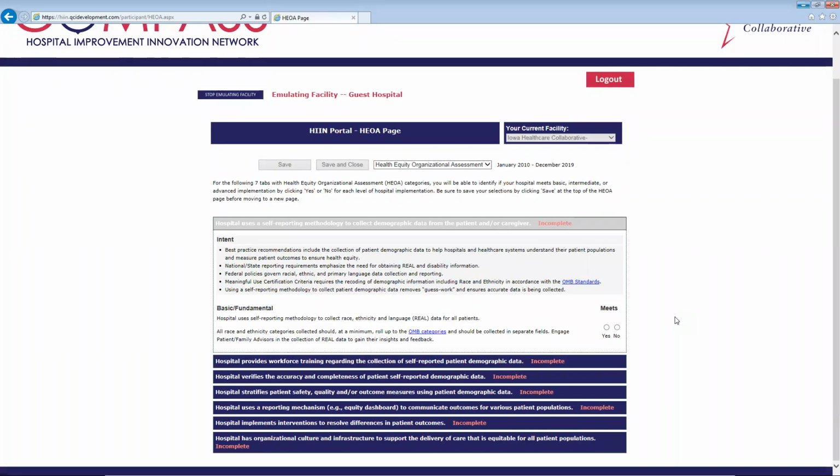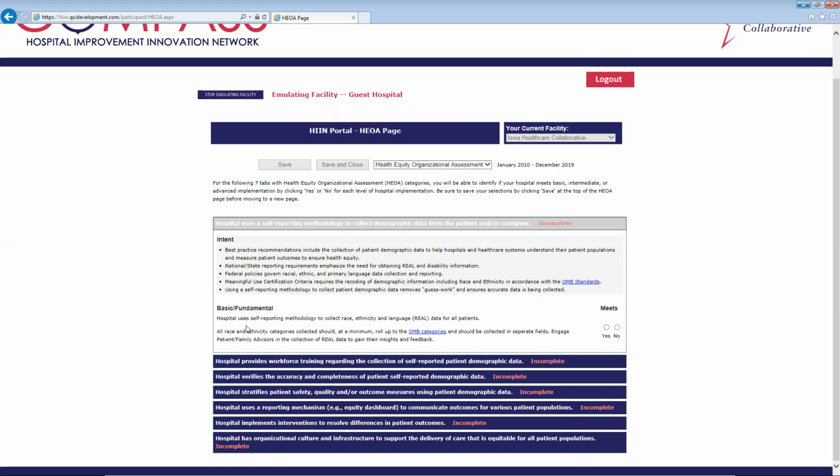All right. And hopefully you're all seeing this right now. And so it's very similar look and feel as the work plan. As you'll see right here, up here is the Health Equity Organizational Assessment. And there's 7 tabs with the Health Equity Organizational Assessment. And each of those correlate with the categories that we just discussed. So here's the first one, the second, the third, the fourth, the fifth, the sixth, and the seventh. And you'll notice that they all say incomplete right now. And so what you will do is you will open up your first one, and I think it automatically opens when you get into the portal, and it'll provide you with the intent of the category. It gives you tips and tricks and best practice recommendations, and then it asks you your questions.